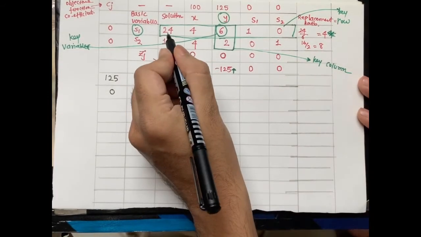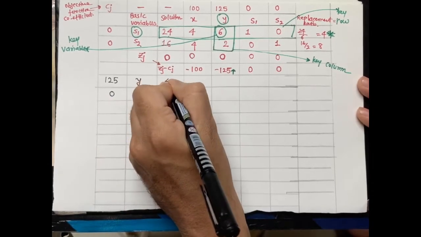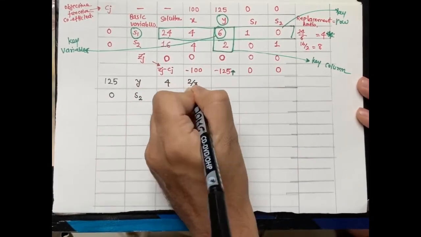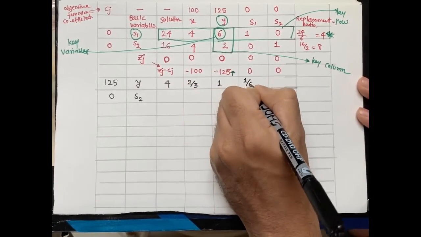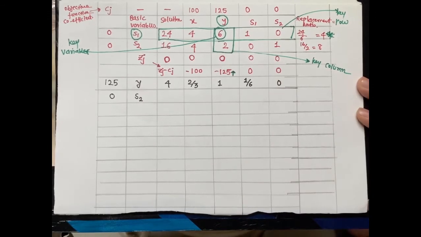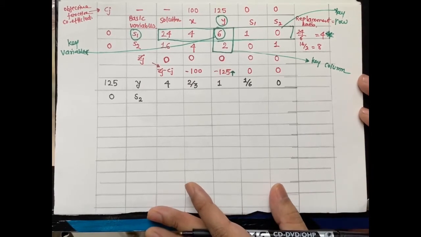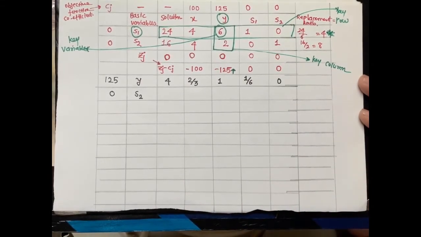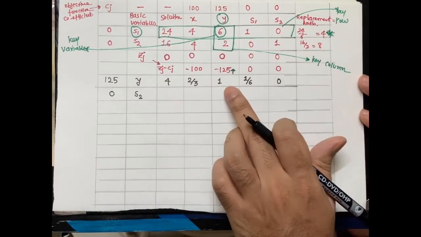So if I perform that step, 24 divided by 6 is 4, 4 by 6 is 2 by 3, 6 by 6 is 1, 1 by 6, and 0 divided by 6 is 0. So here ends our first operation in the second iteration. The first condition is that the key variable must be unity, and I have done that.